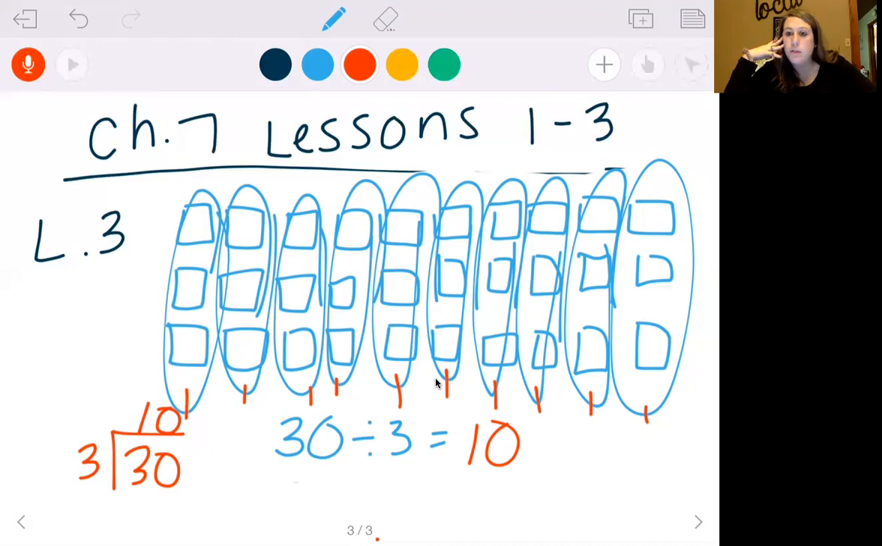Just remember that division is the opposite of multiplication, so you can do them together to undo each other to figure out the questions that you don't know.